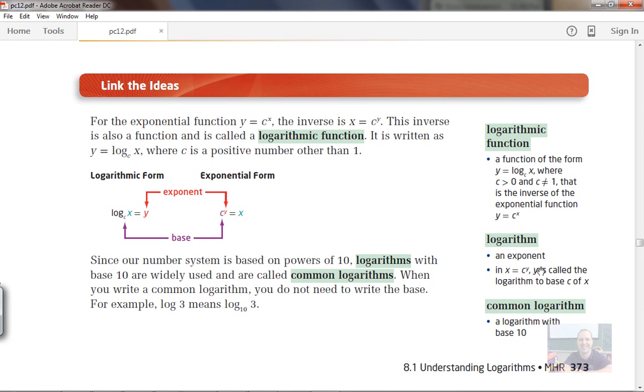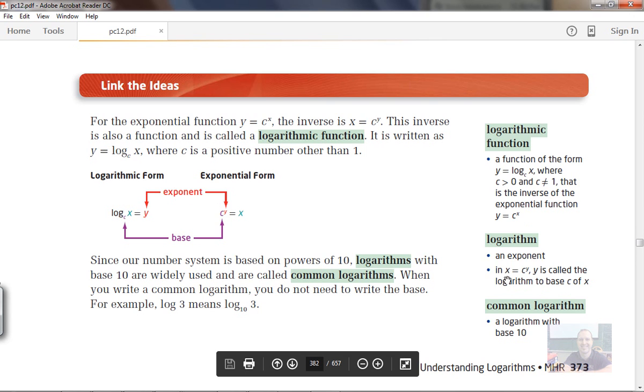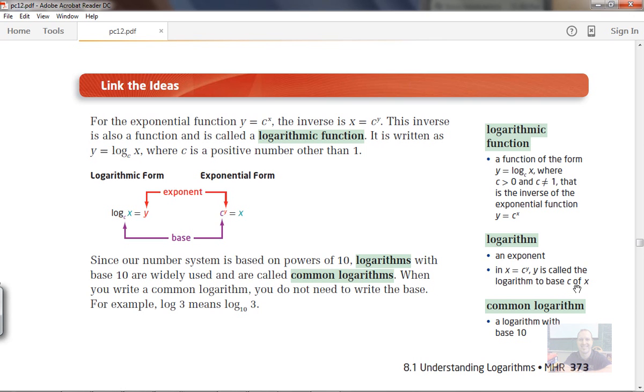Oh, it's an exponent, like a number 2 or something. Well, it is, but it's a little bit tricky, and I'll show you how to go back and forth from this. It's not that hard. So when y is the exponent here, y is called the logarithm to base c of x.